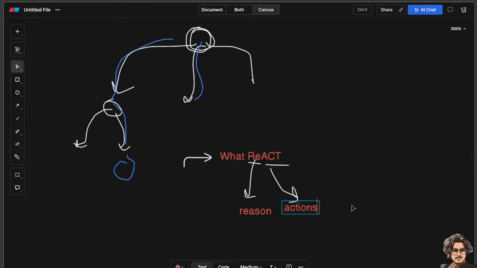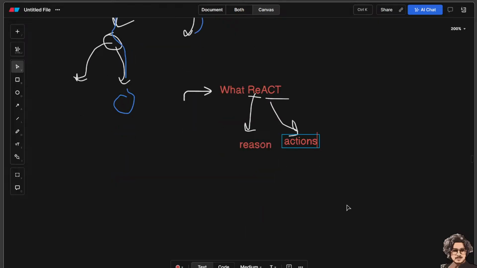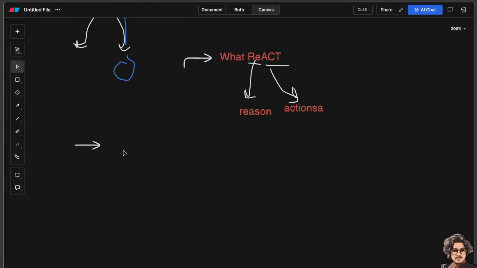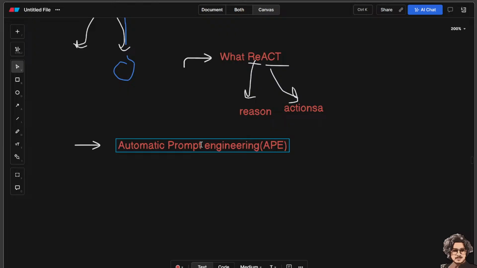Another question is how does automatic prompt engineering work? That is another area we have to explore. If we call it by its short form, we call it APE. This is a model used to generate variations of a prompt and evaluate them.